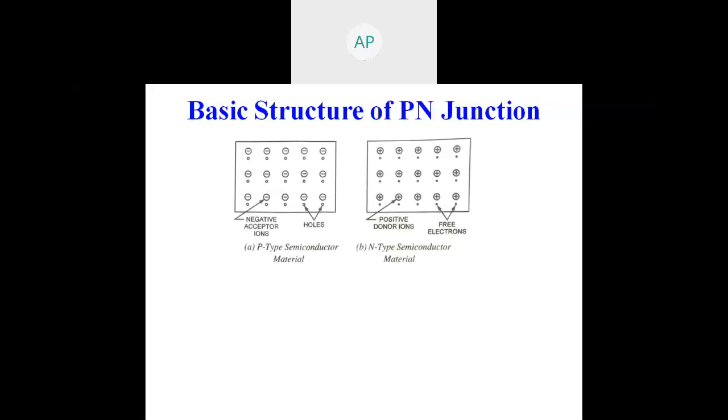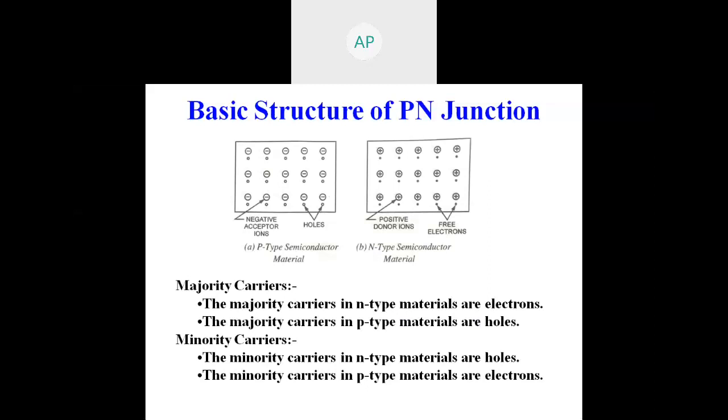So if we consider a P type material, the majority carriers are the holes and the minority carriers are the electrons. Here these dotted lines are represented as the holes, and the minus signs are represented as negative acceptor ions. And here are some minority carriers, which are electrons, represented by dots.